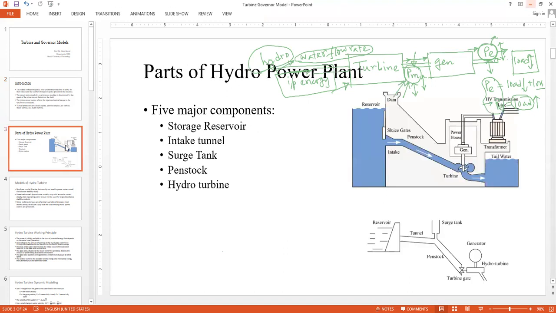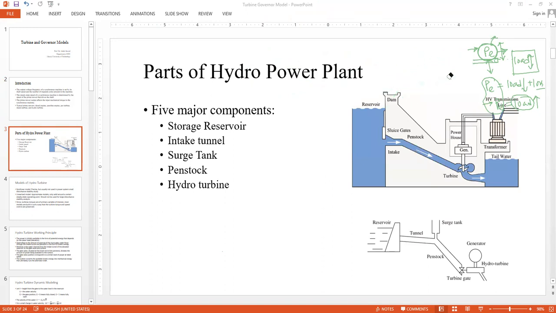So now let us see a schematic of a conventional hydro turbine power plant. There are two diagrams. At the top, you have a bigger picture. At the bottom, I have given another picture, the smaller version with some additional components. So let's go through the components. There are basically 5 major components. First of all is the storage reservoir, and this is the reservoir.